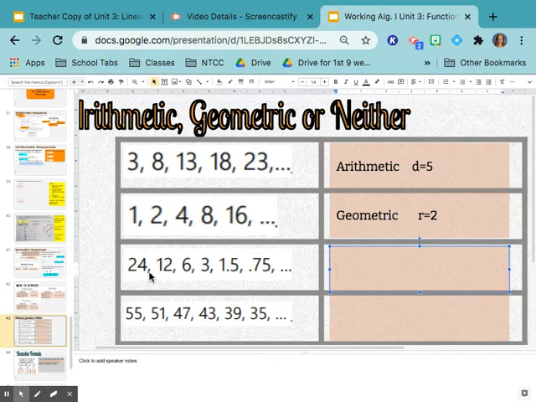Next one, 24, 12, 6, 3, 1.5, 0.75. Okay, why? See how it's dividing? It's taking half of each one. 24, half of 24 is 12. Half of 12 is 6. Half of 6 is 3. So R equals 1/2, or you could say 0.5.